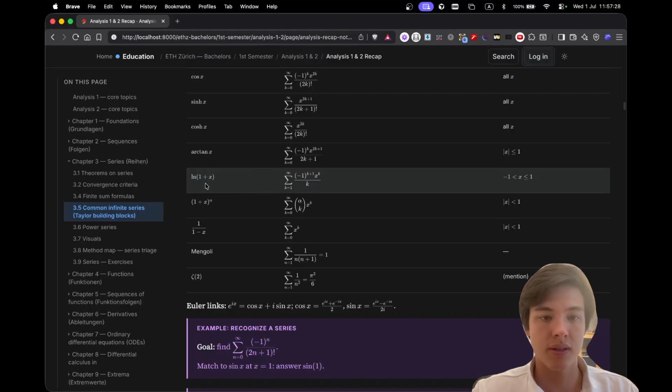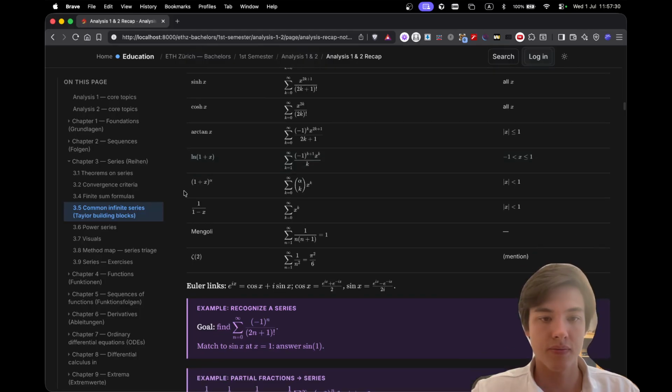ln(1 plus x), and (1 plus a) to the power of a.